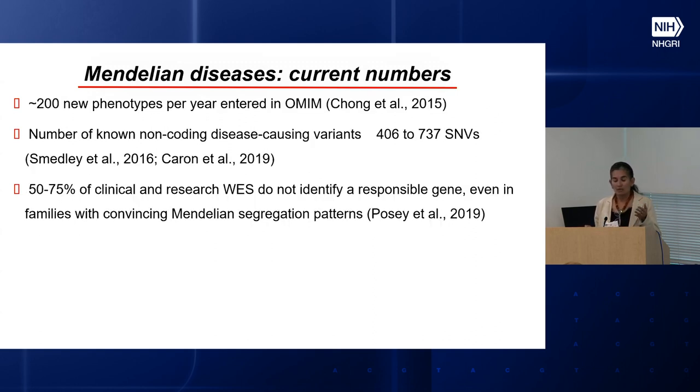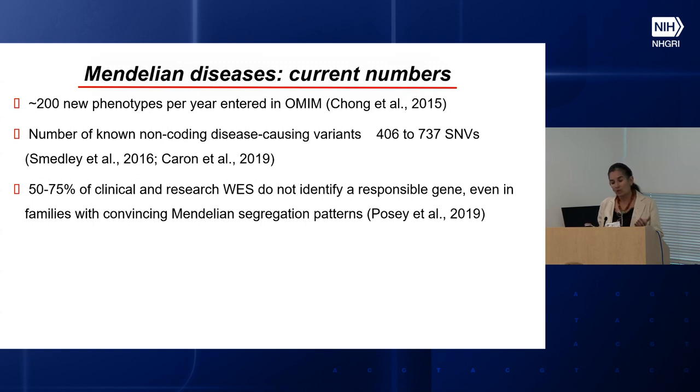So here I already said that we have about 200 new gene phenotype associations added to OMIM per year nowadays. But I also have here the number of non-coding disease-causing variants that we know as of now. It varies from 406 to 737, depending on the reference that you use. But this is very few, right? We know that there are many more non-coding variants that are causative of disease. The problem is that we don't know how to identify them. And this is one of the areas where maybe computational tools and hopefully AI will be able to help us identify these non-coding candidate variants that we can actually try to model. We just heard all about modeling here to prove whether they're actually causative of a disease or not.